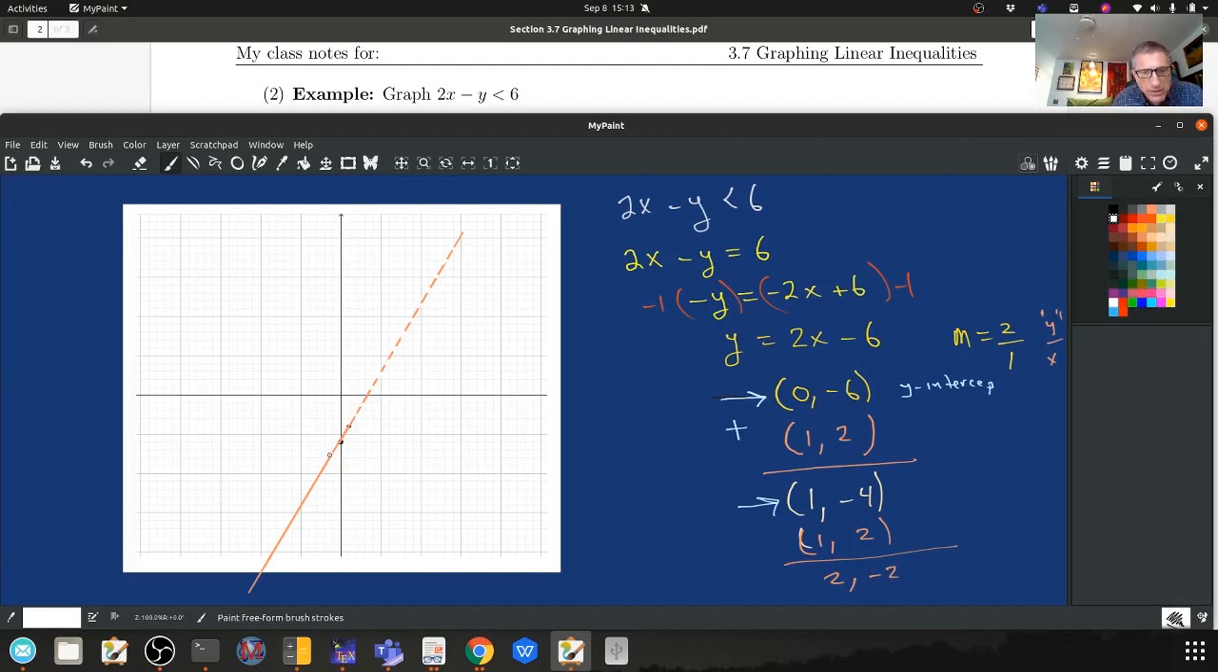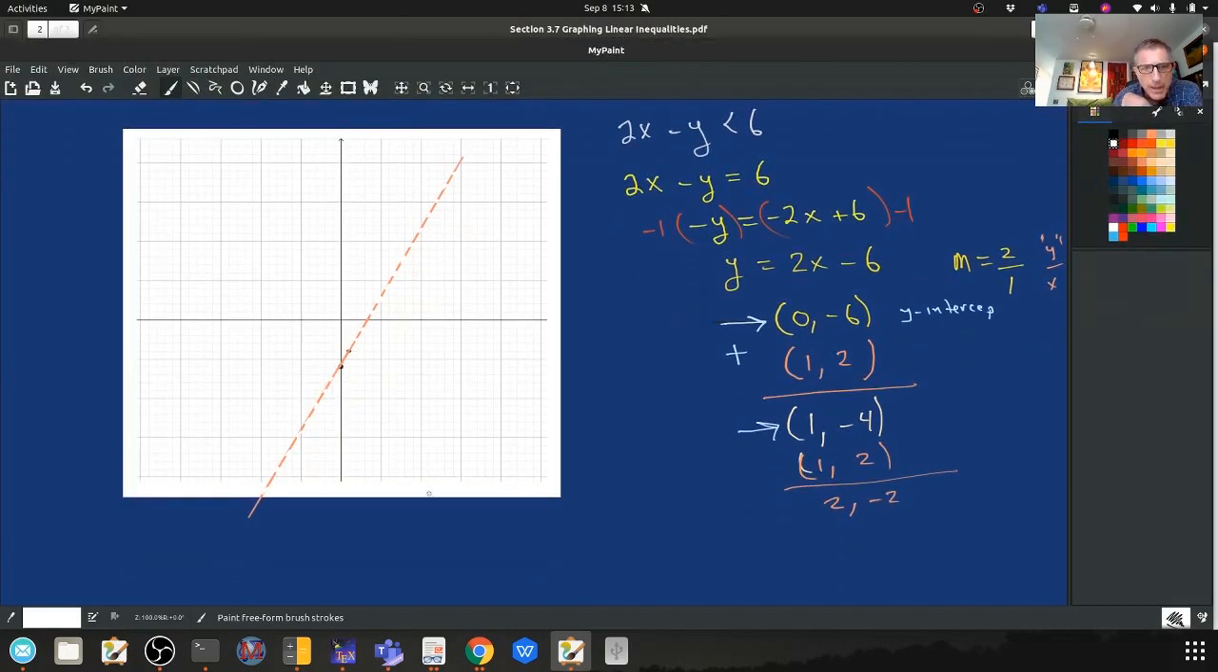So if you notice, this line completely divides the coordinate plane into two parts. We could say side A is up here and side B is down here, but I have to decide and shade in the points that make it true. So now comes the test point. And notice that my line does not go through the origin, so let's do a test point of 0, 0.